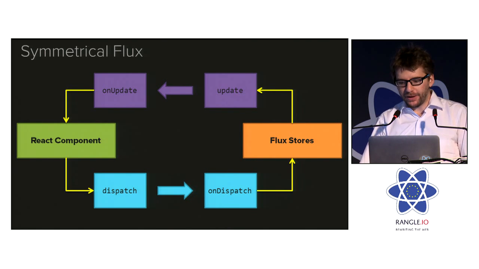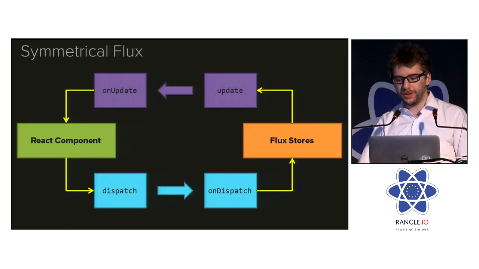So, let's step back again. Now we have React components and Flux stores as symmetrical entities. React components receive store updates and fire action intents. They use an abstract onUpdate function to receive updates and an abstract dispatch function to fire action intents. Flux stores receive action intents and fire store updates. They use an abstract onDispatch function to receive action intents and an abstract update function to fire store updates.